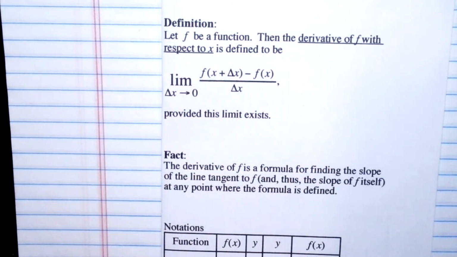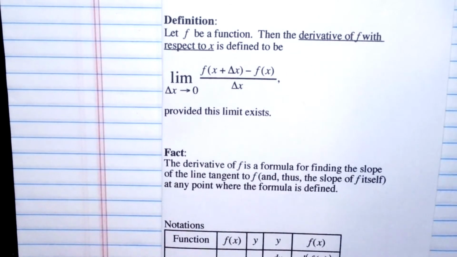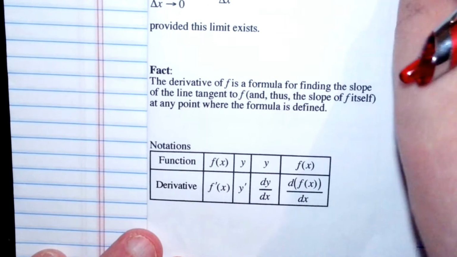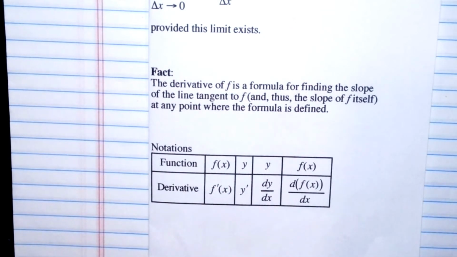And we're going to talk about some notation. I've got a table of notation here. Fact: the derivative of f is a formula for finding the slope of the line tangent to f, and thus the slope of f itself at any point where the formula is defined.